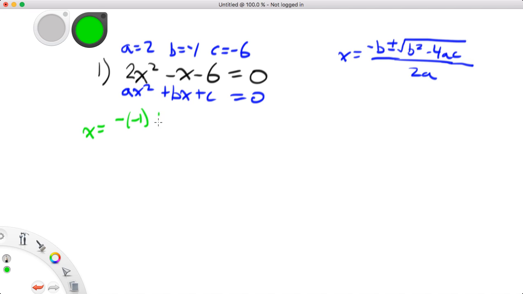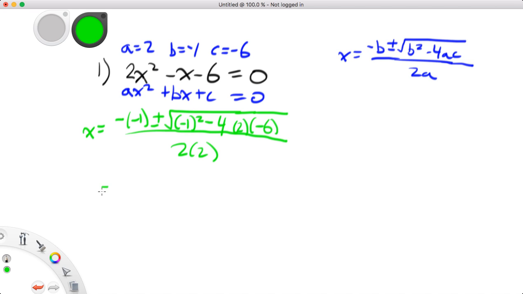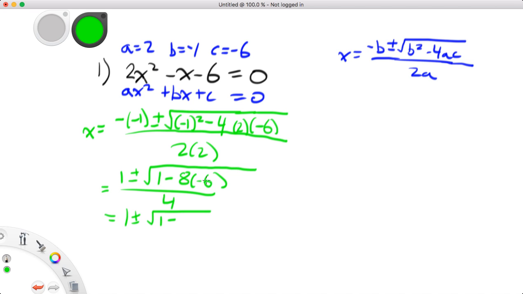Okay, so what we're going to do now is plug 2 in for a, negative 1 in for b, and negative 6 in for c into this equation right here. And we're going to do that in the color green because I love green. So I've got x is equal to negative 1 plus or minus the square root of negative 1 squared minus 4 times 2 times negative 6, all over 2 times 2.